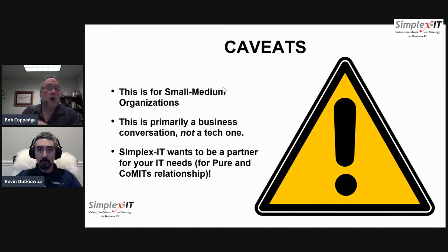So it's for small and medium organizations. We're also talking about a business conversation, not a tech one. So we're not going to be talking about remediation. We're also not going to talk about prevention. We will talk a little bit about it when we define risk. We're really talking about how to put a value, a cost, to that downtime so that you're more empowered to make the appropriate calculations. You know, if there's nothing to steal, why spend a huge amount of money on the security system?